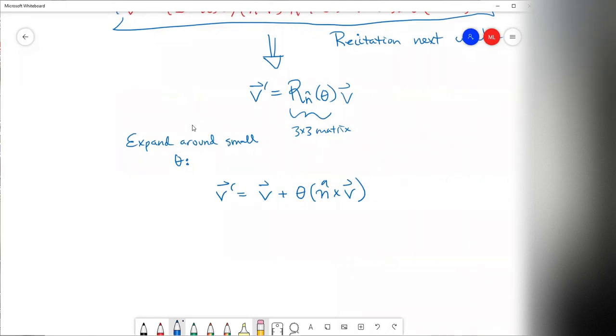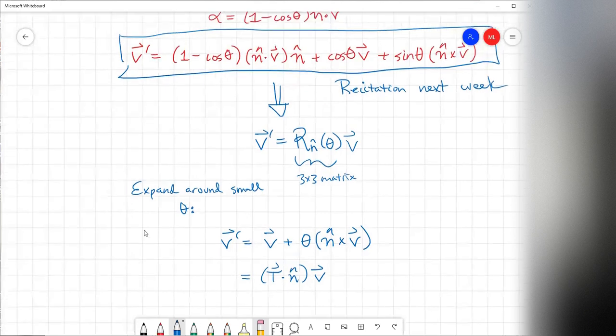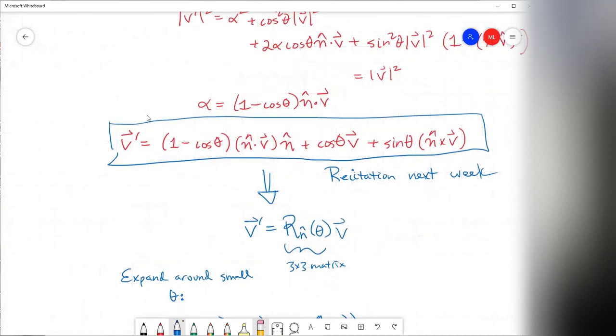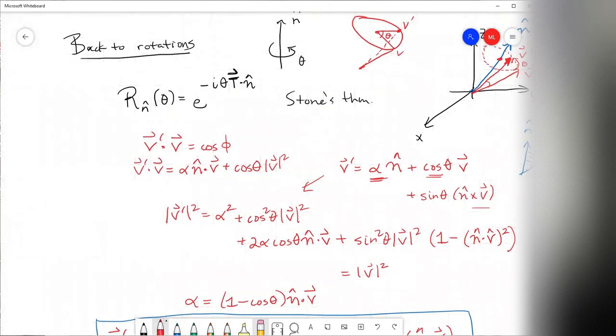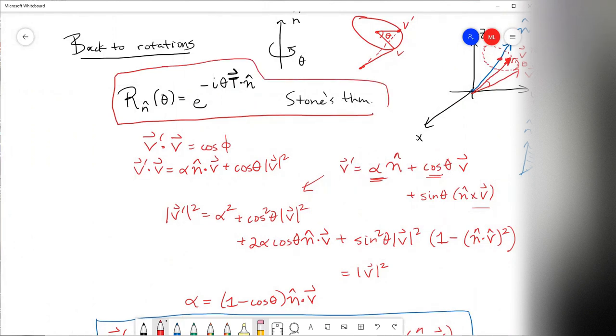But that's not bad, because we know how that cross product works, right? We can write that as a matrix. We can now identify this as T dot n hat acting on v. Remember that we're connecting this transformation back to this exponentiated thing that we should get according to Stone's theorem. These guys should behave just like the rotation matrices. So if we expand this around the identity, what do we get? We get the identity minus i theta, T dot n hat. That's what it should be.